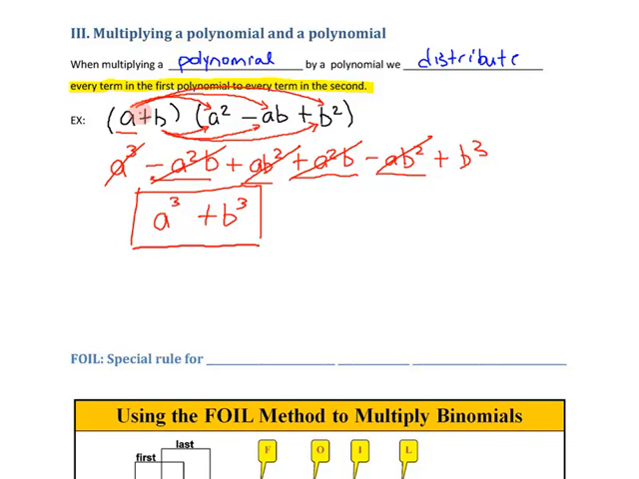But the main rule you're learning here is to distribute the first term of the first polynomial to every term in the second, and you just keep going. Always distribute all the terms in the first to every term in the second.